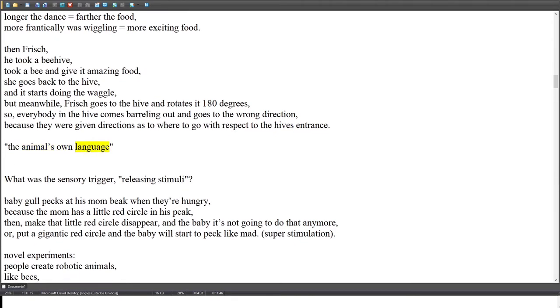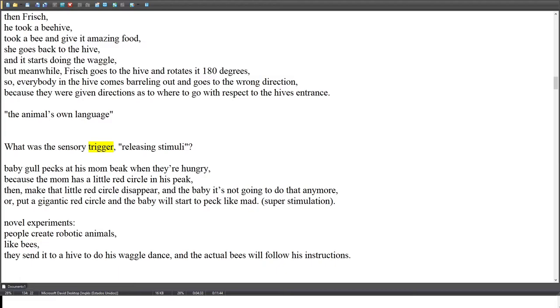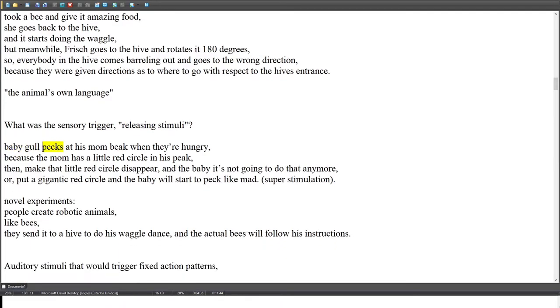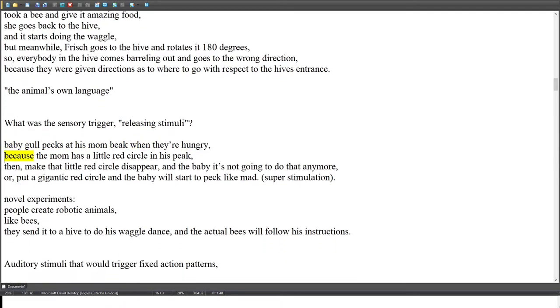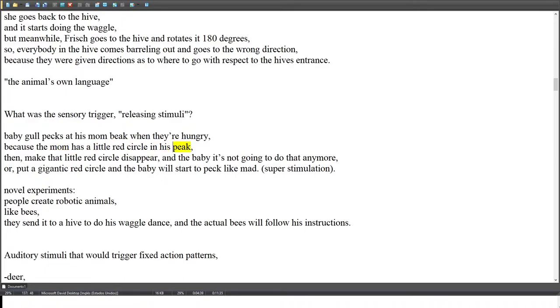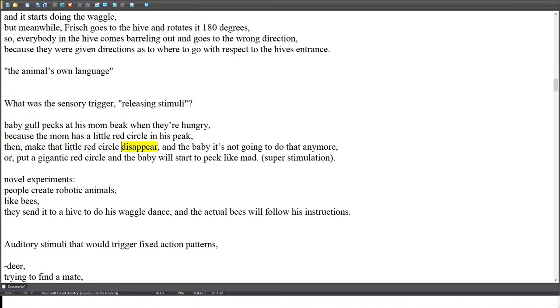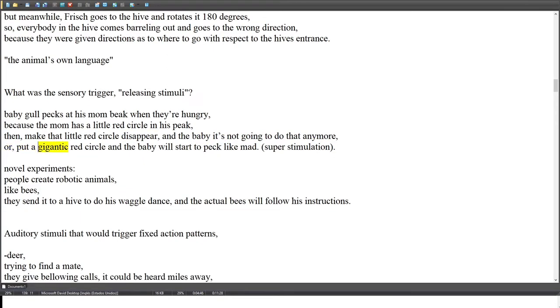The animal's own language: what was the sensory trigger, the releasing stimuli? A baby gull pecks at its mom's beak when hungry, because the mom has a little red circle on her beak. Make that little red circle disappear, and the baby is not going to do that anymore. Or put on a gigantic red circle and the baby will start to peck like mad.